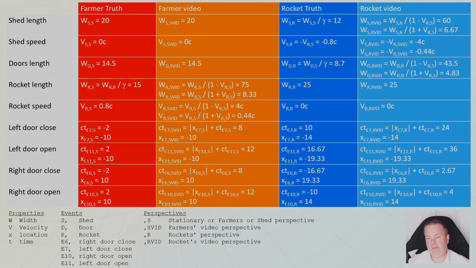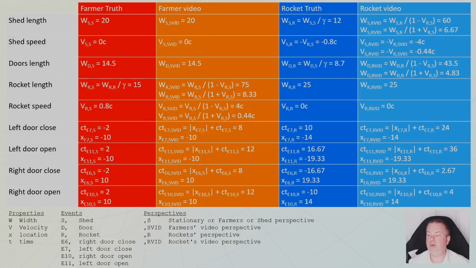Then the last 4 rows are about opening and closing, closing and opening the doors. We know in the red when it happens for the farmer, the actual, and that's by choice. I picked minus 2 seconds and plus 2 seconds. The doors are always at 10 and minus 10. And then you can see what it is on the video.